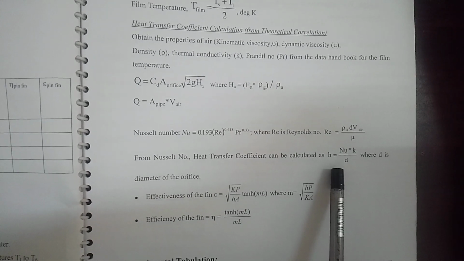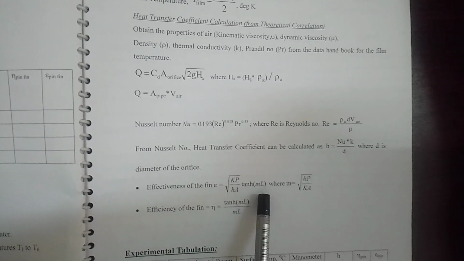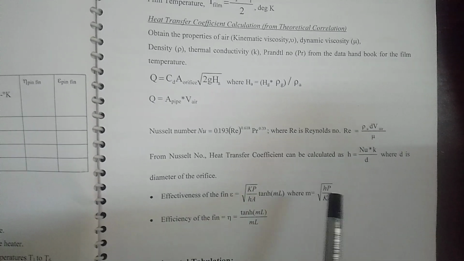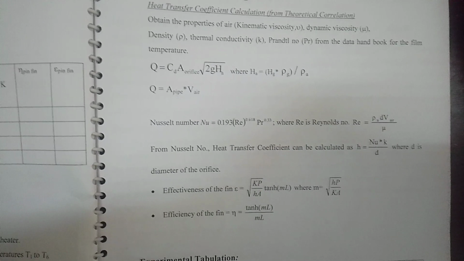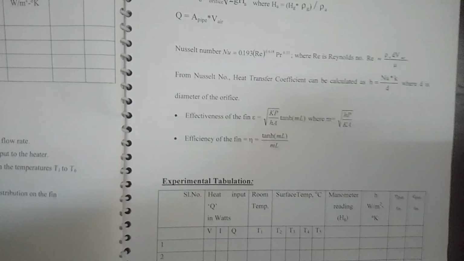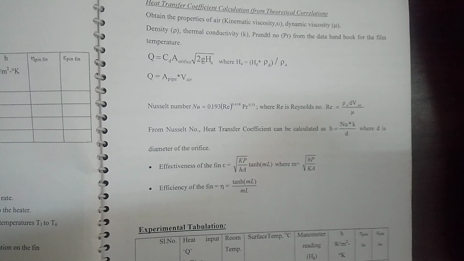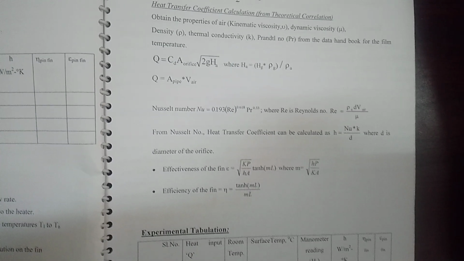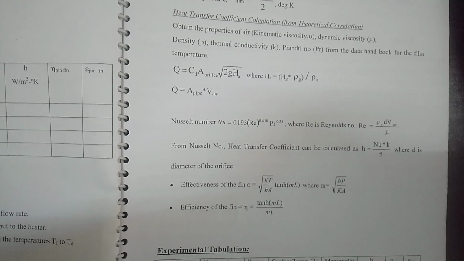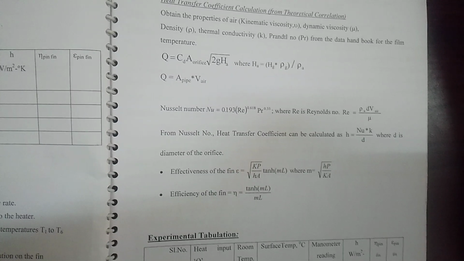Then you substitute to get the heat transfer coefficient. The same thing you substitute here for the effectiveness of the pin fin and the efficiency of the fin. By substituting that heat transfer coefficient, you can get those values. Whatever values you have got here are for forced convection. The difference is that in free convection you do not switch on the blower, whereas in forced convection you switch on the blower and take the readings. So you can see the difference. For free convection the equations are different, and for forced convection the equations are different. These we have taken from the data handbook.